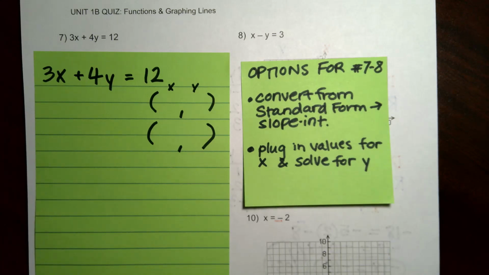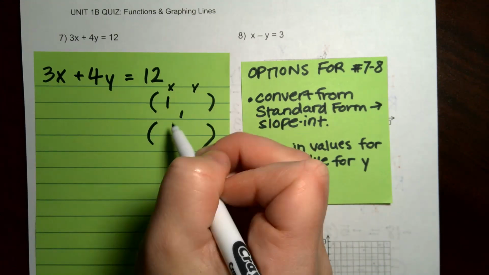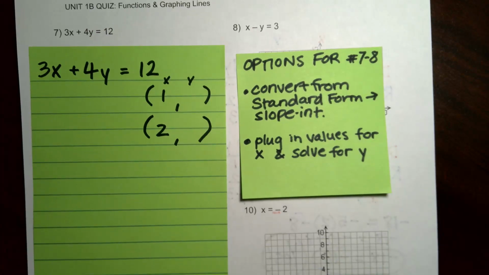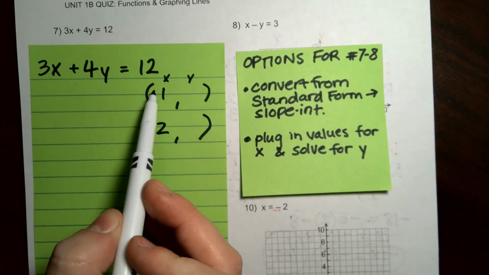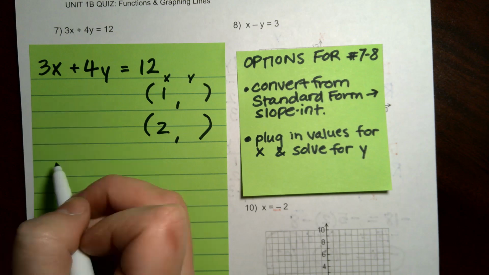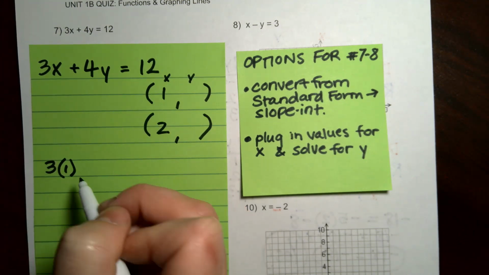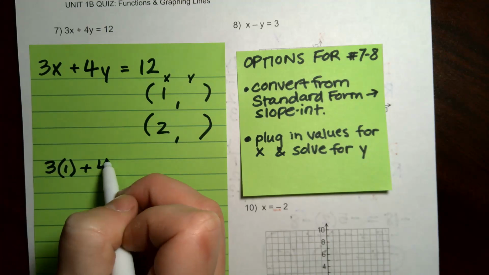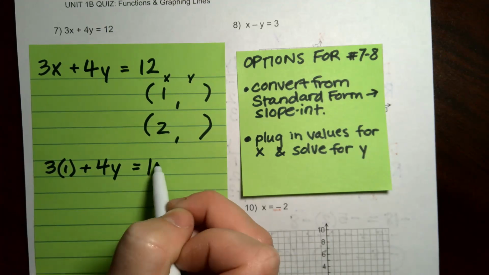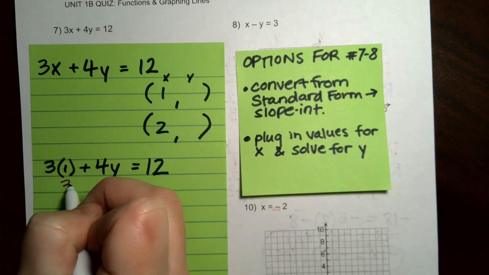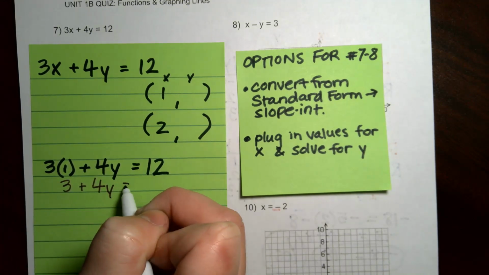And now we're just going to choose 2 values. What numbers do we want to use? 1, 2. Love it. Now we're just going to plug them in and solve. So for my first one, 3 times x, let's do 1 first. So 3 times 1 plus 4y equals 12. We know that 3 times 1 is 3, so we've really got 3 plus 4y equals 12.